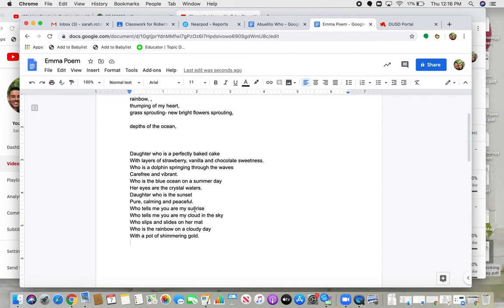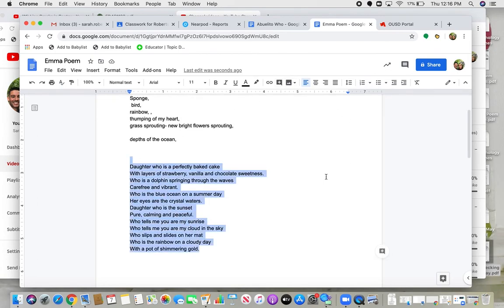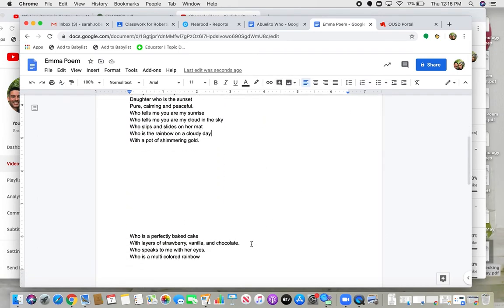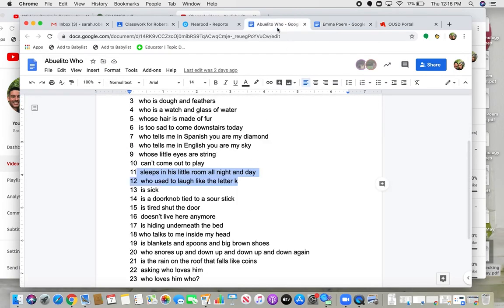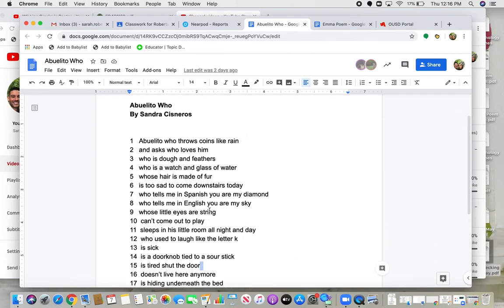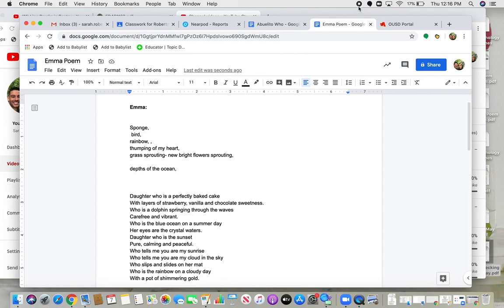Who tells me you are my sunrise. Who tells me you are my cloud in the sky. Who slips and slides on her mat. Who is the rainbow on a cloudy day with a pot of shimmering gold. Okay, so this is like a tribute to my daughter Emma, and I will continue this later on. So guys, go ahead and model it off of this poem however you would like, and then you'll start seeing it come to life. All right, enjoy.